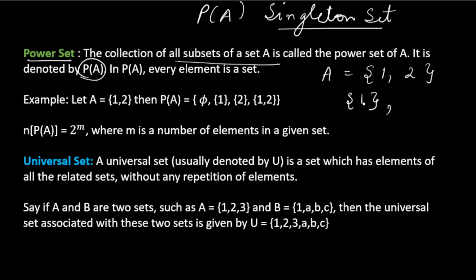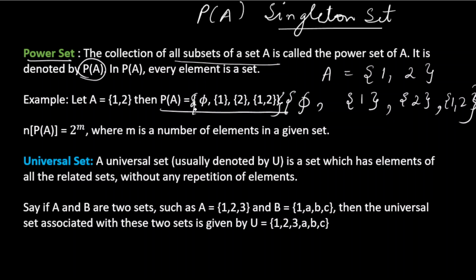So subsets of A will be, first of all, φ, which I have told you. Then {1} will also be a subset. Then {2} will also be a subset. And A itself, A itself means {1, 2}. This is also a subset. So the power set will have all of this. See, the power set of A is, because it's a set, we have to write it in curly braces. Then inside this power set, every element is a set. See, φ is a set, the empty set. This is also a set. This is also a set. This is also a set.